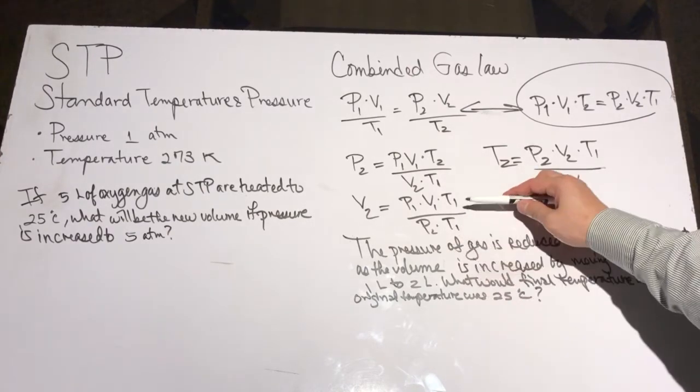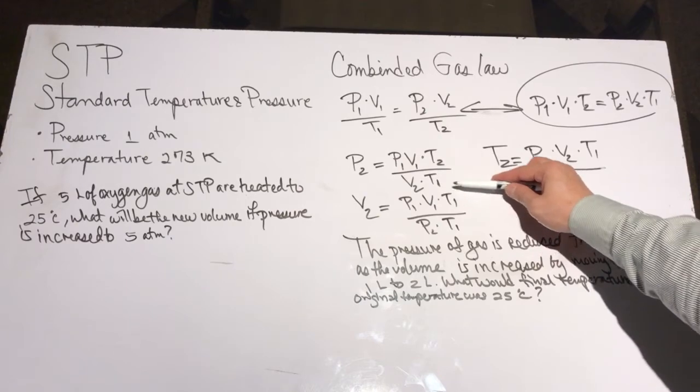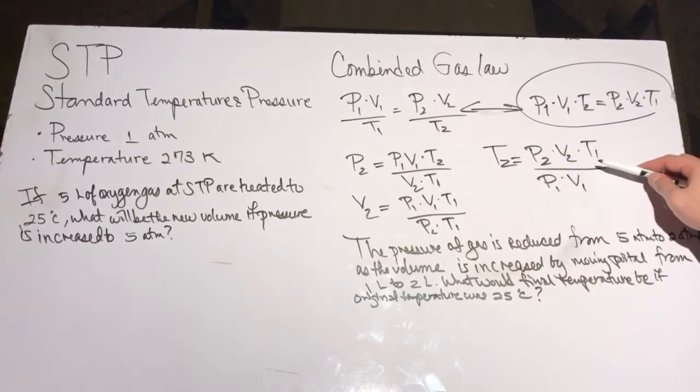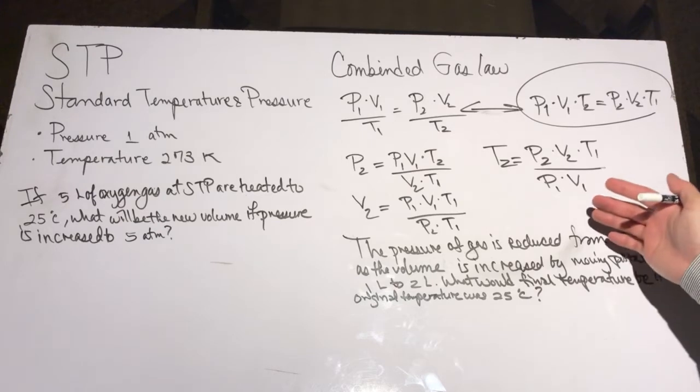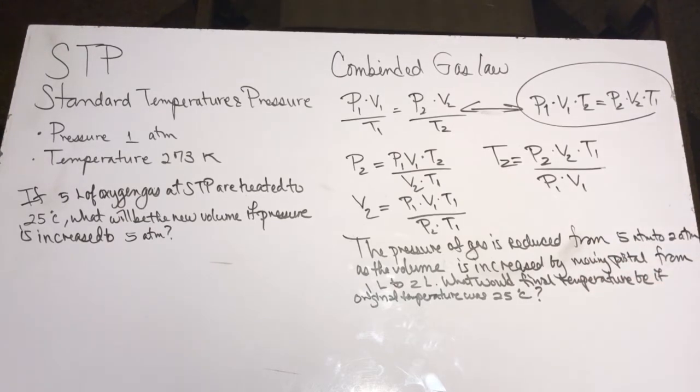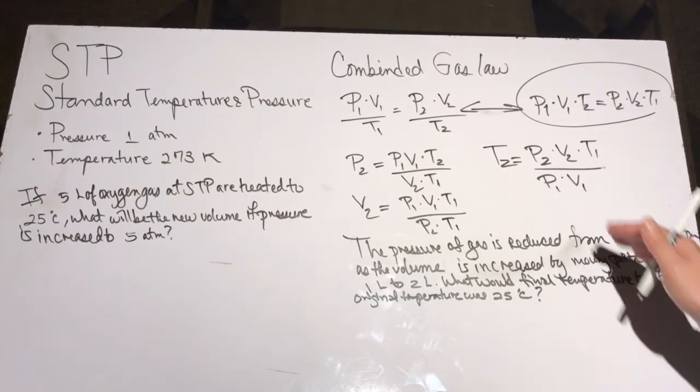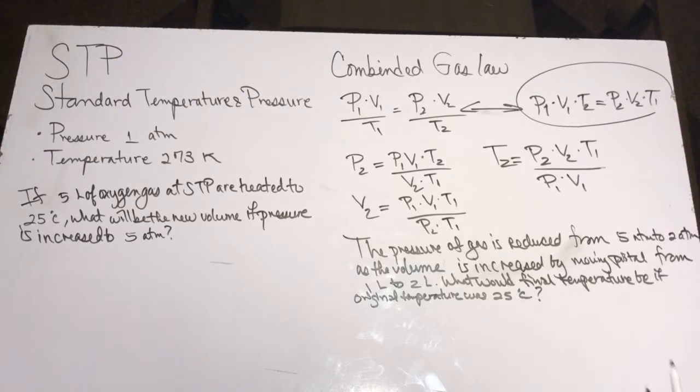If you were looking for the second volume, you will follow this formula. Same thing if you were to calculate temperature 2, it is this. So this equation is a combined one. When you read the question, unless otherwise, you should be given 5 different variables. If not, then you have to apply some other rules. I'm just going to show you 2 different ways for you to solve this problem.